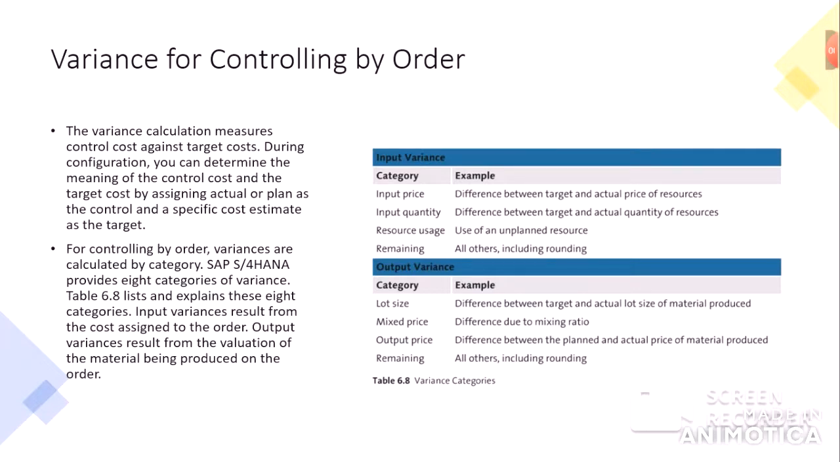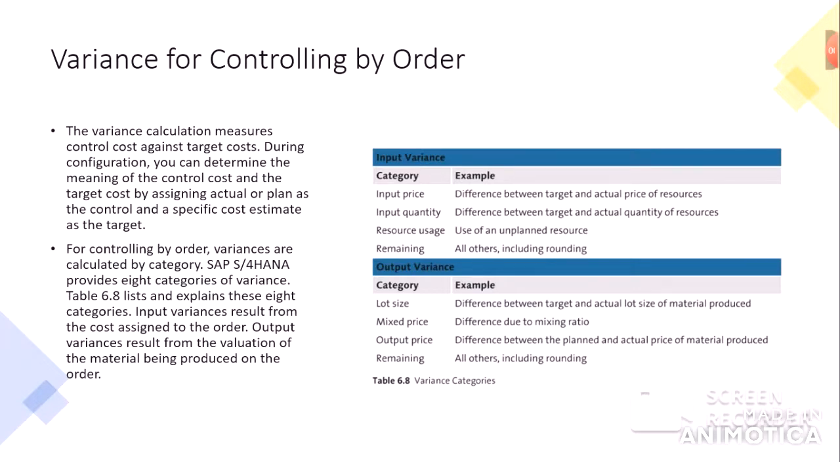Input variances result from the cost assigned to the order. Output variances result from the valuation of the material being produced on the order. So there are 8 categories: input price, input quantity, resource usage, remaining. So input price, difference between target and actual price of resources. Input quantity, difference between target and actual quantity of the resources. Resource usage, use of an unplanned resource.